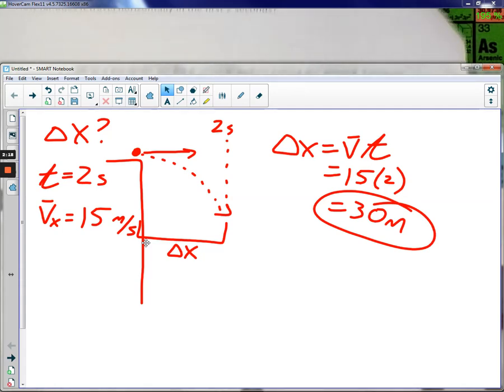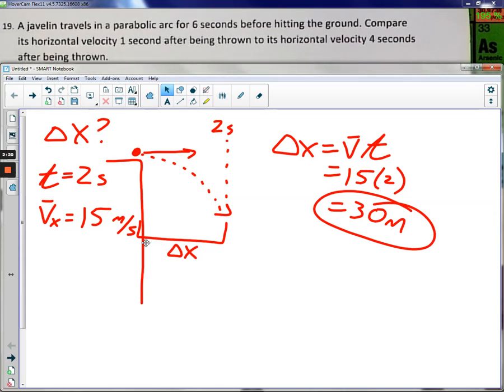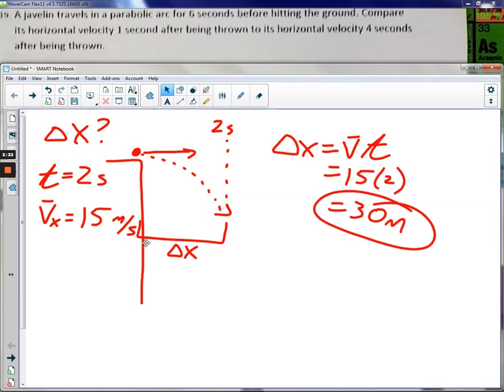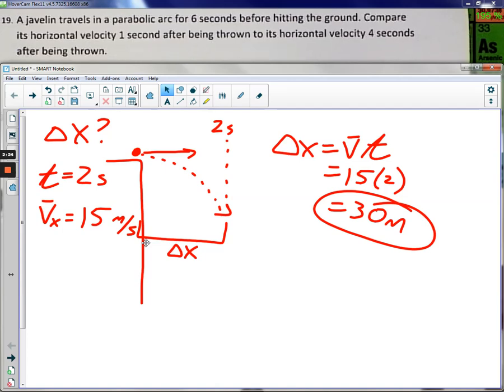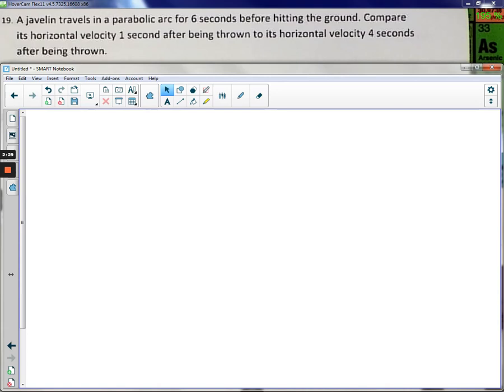All right. Let's look at 19. Okay. A javelin. I used to do javelin throws. That's cool.